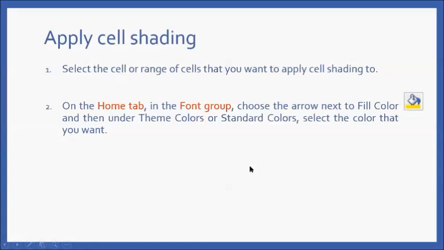How to apply cell shading. Select the cell or range of cells that you want to apply cell shading to. On the Home tab in the font group, choose the arrow next to fill color. And then under theme colors or standard colors, select the color that you want.